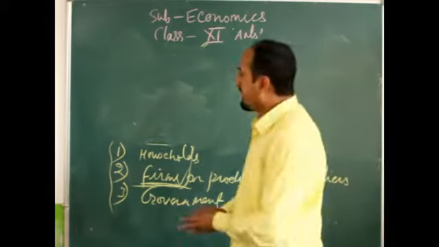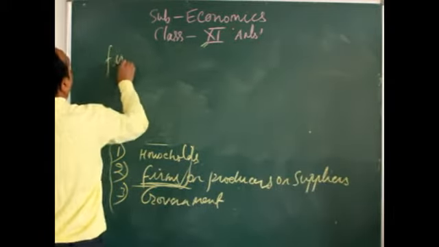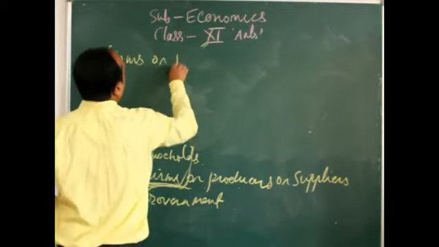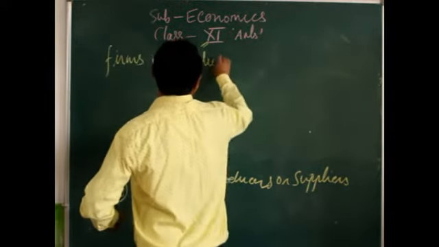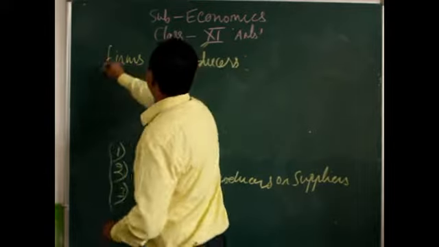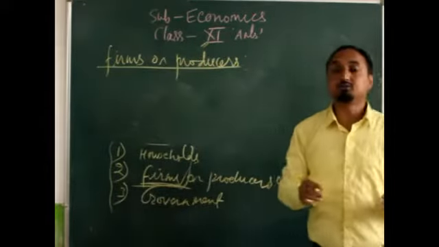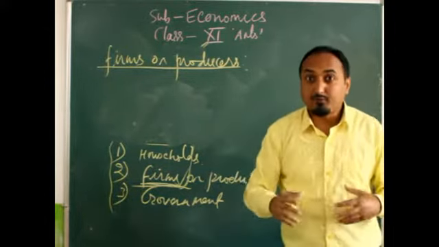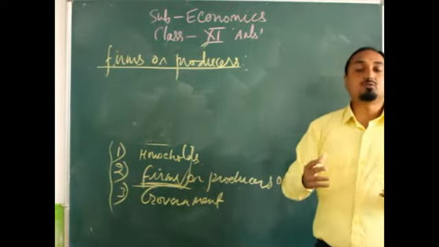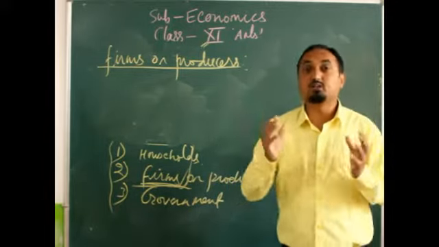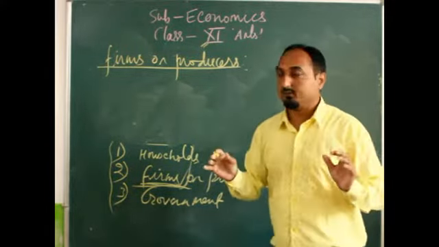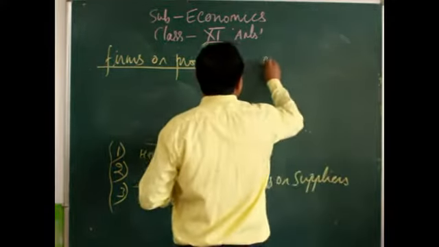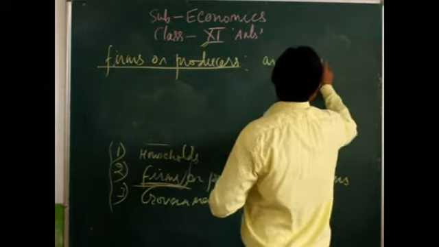Okay, so next one we have firms. Who are firms or producers? Firms or producers are the ones who combine different factors of production and produce various types of goods and services in an economy for profit motive.